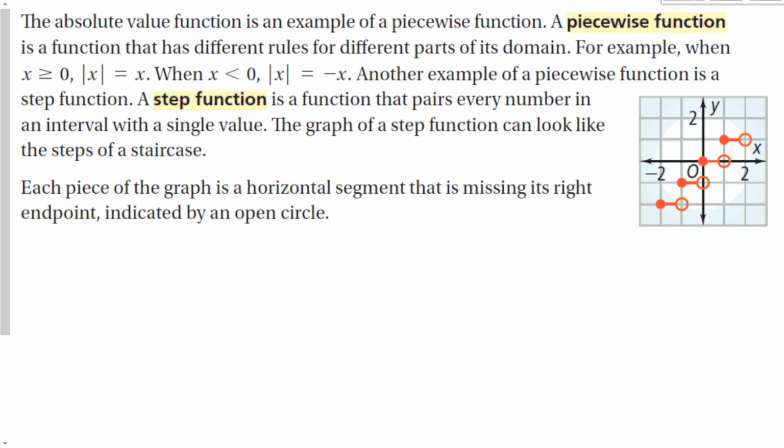The absolute value function is an example of something called a piecewise function. A piecewise function is a function that has different rules for different parts of its domain.